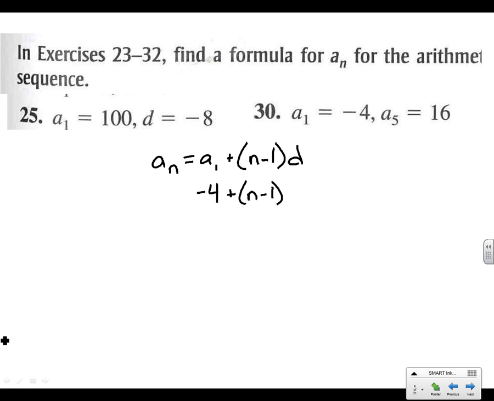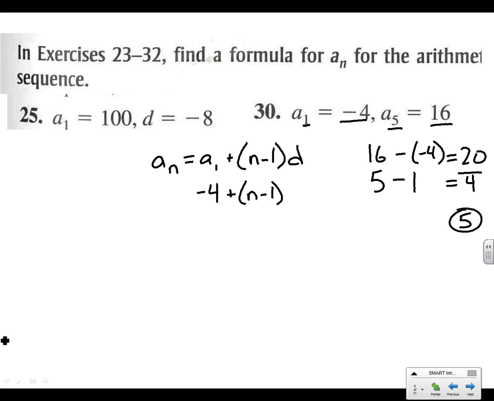It's very similar to the slope-intercept, 16 minus -4. From the end, going back to the beginning, we have a change of 20. And how many steps did it take to accomplish that change? Well, 5 minus 1. From the 5th spot to the 1st spot is 4. If we divide those two, we get a step of 5. So our D is 5. It's how much do we change and how many steps did it take to make that change. So plug in 5 for D.